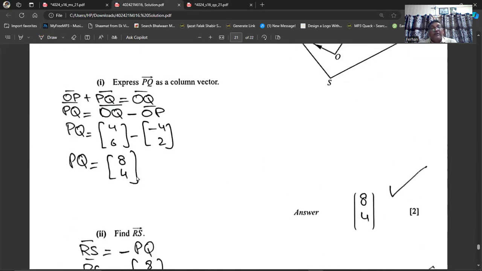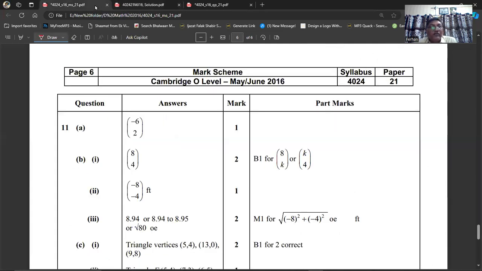If you want to find PQ, remember the position vector formula: OP plus PQ equals OQ. So PQ will be equal to OQ minus OP. This formula is very important. This is the formula in which you represent a line in the position vectors of its vertices. So PQ will be (4, 6) minus (-4, 2). 4 minus minus 4 is 8, and 6 minus 2 is 4. So the PQ value will be (8, 4). (8, 4) is the right answer, sir.